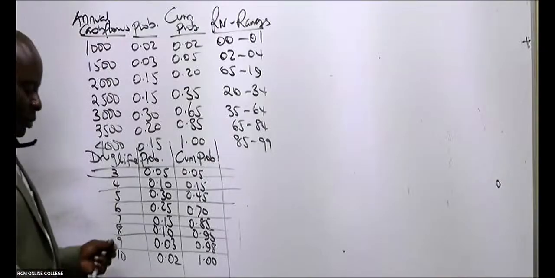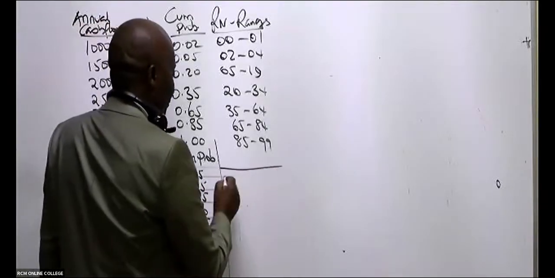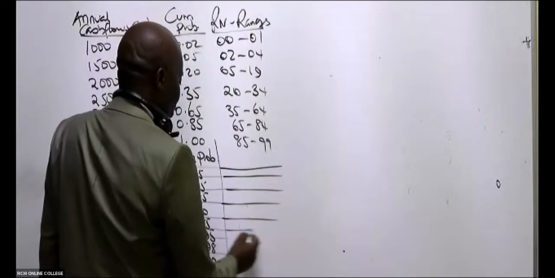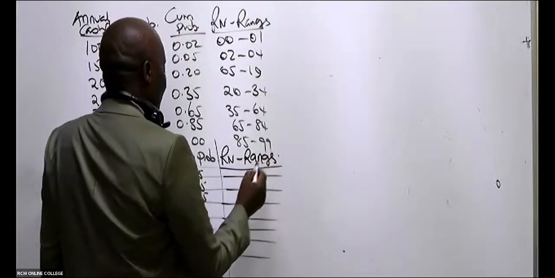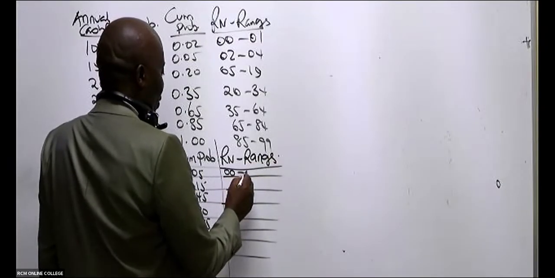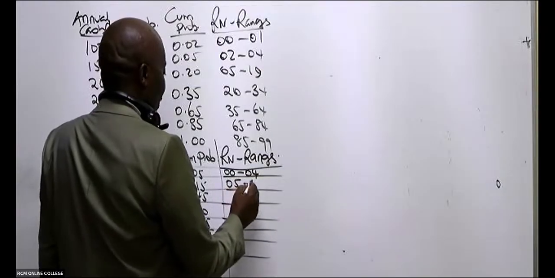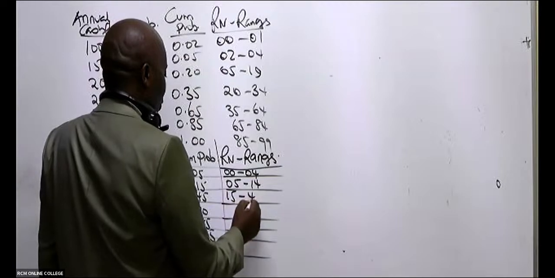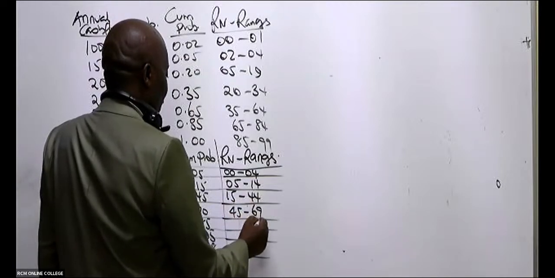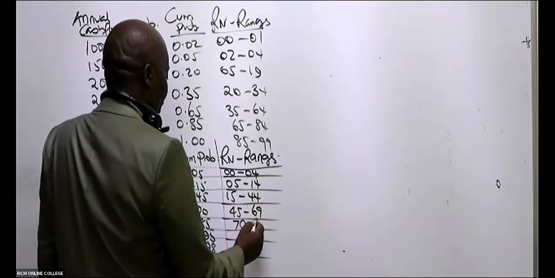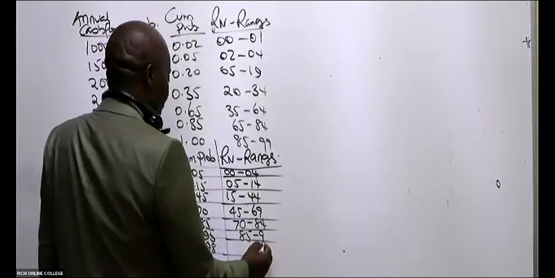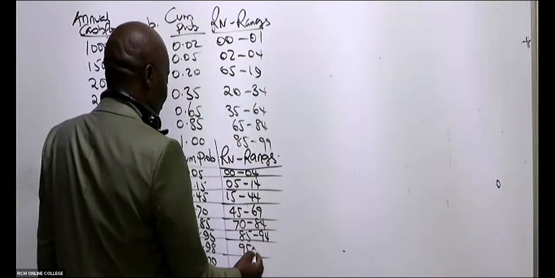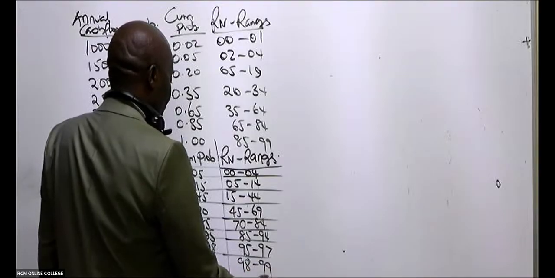And then out of this, we shall be able to get the random number ranges. Very easy. 00 to 04. 05 to 14. 15 to 44. 45 to 69. 70 to 84. 85 to 94. 95 to 97. Then we have 98 to 99.